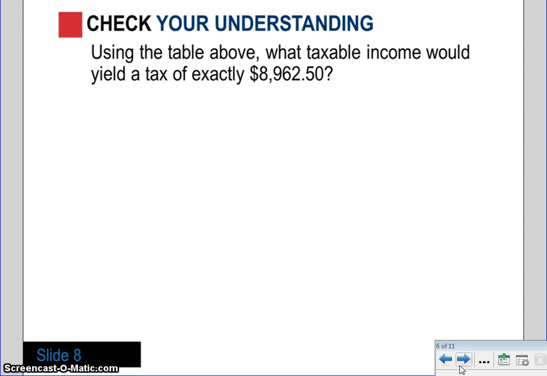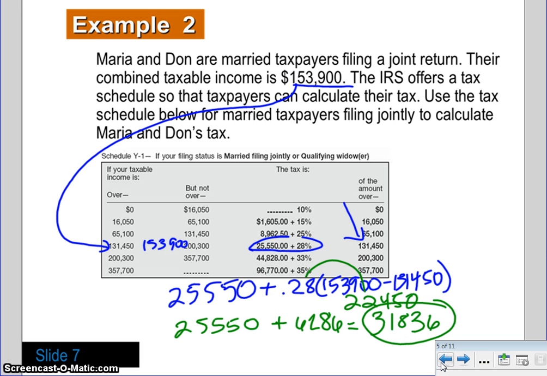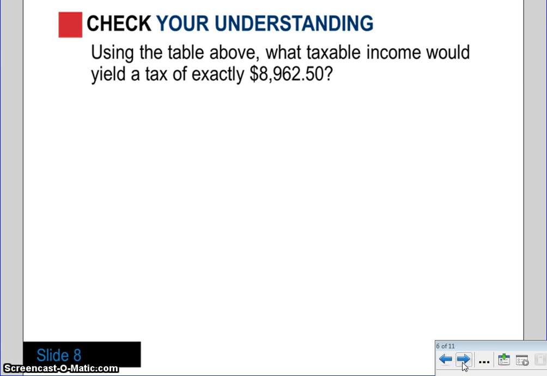Please press pause, solve this, and come back when you're ready. Okay, it says using the tax table above, what taxable income would yield a tax of exactly $89.62? So I'm going to go back to this previous page here. Let me kind of erase it out and clean it up. And if you look, right here is that $89.62, which means that this low amount here, if they earned exactly $65,100, they would pay $62,062. So the answer here is $65,100.